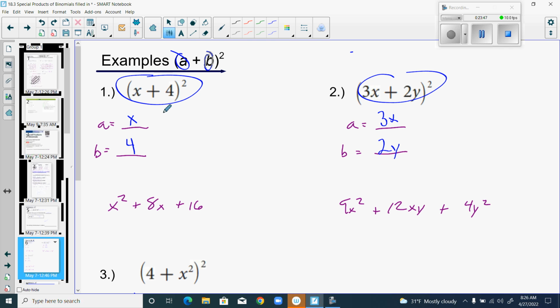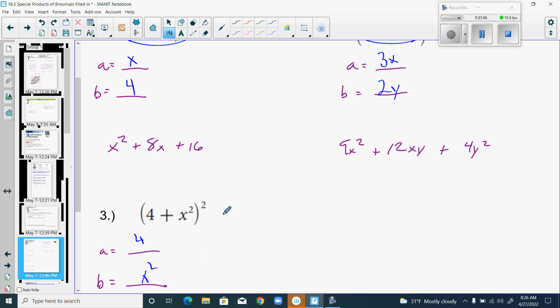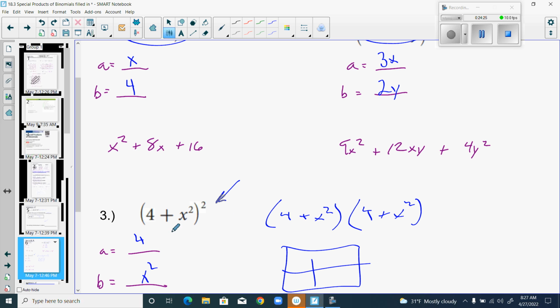If you sat here for the last 10 minutes and you're like, I have no idea what's going on here, Mr. Vesbach, this makes no sense, you can still rely on the fact that, if I use this example, 4 plus x squared, and I square that, then I have 4 plus x squared times another 4 plus x squared. Then go ahead and make your box and multiply it out. You will get the same exact answer. It's just going to take you about 4 times as long. So whatever you prefer, it really doesn't matter to me, but these shortcuts will save you a lot of time and work and energy.